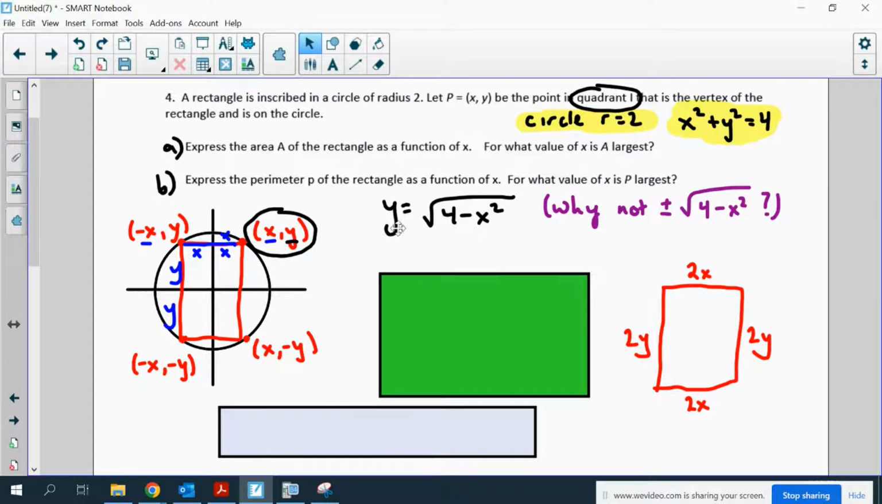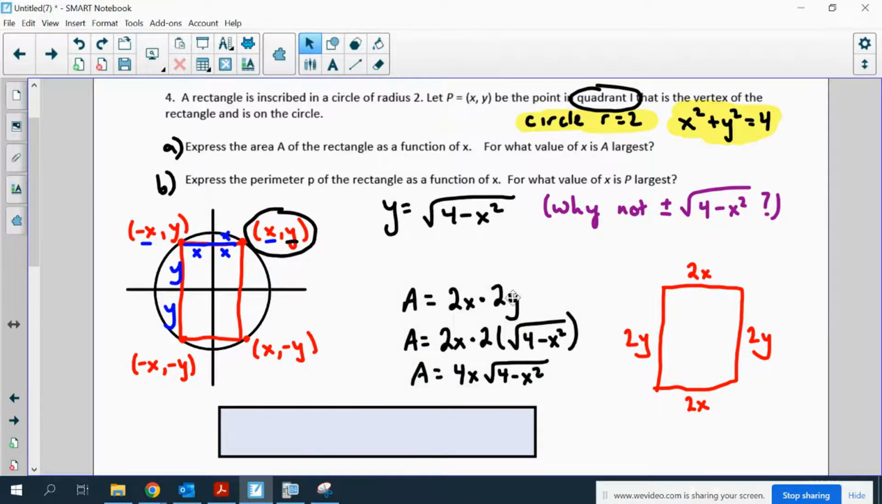And what I'm going to do is every time I see a y, I'm going to replace it with the square root of 4 minus x squared. So let's express the area: 2x times 2y, and then I replace y with the square root of 4 minus x squared, and this is what my area equation is.